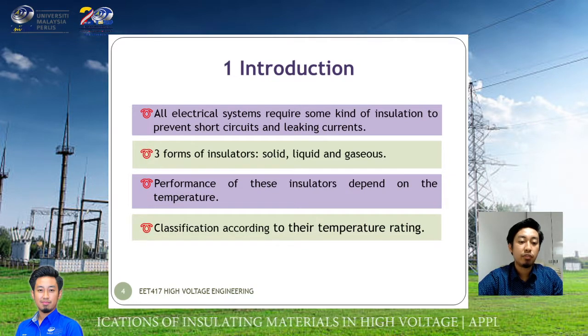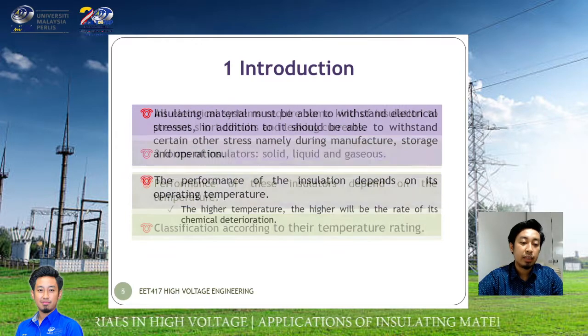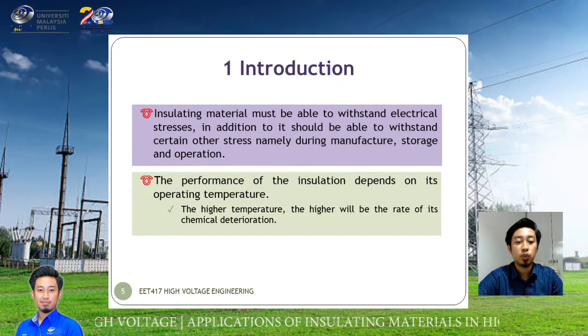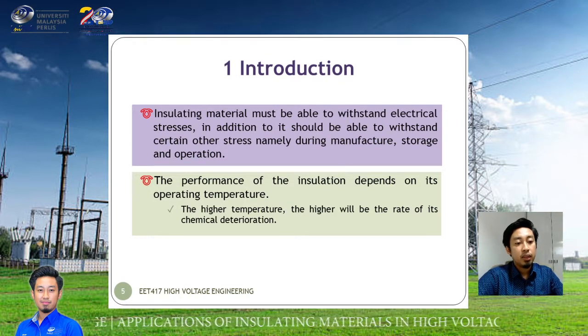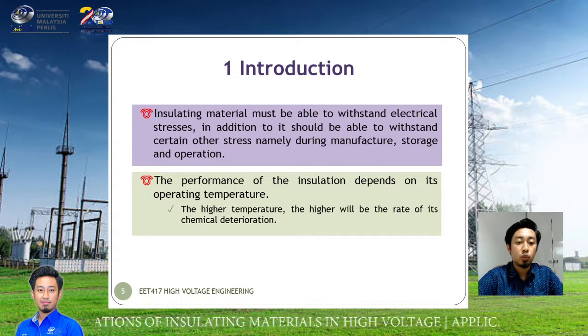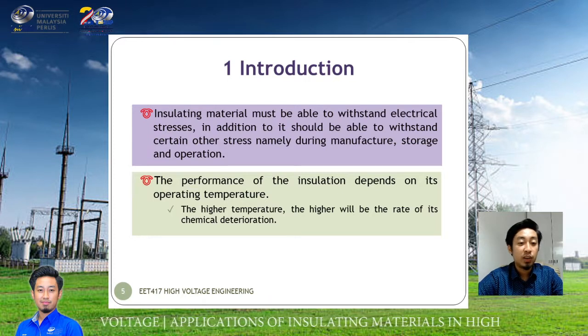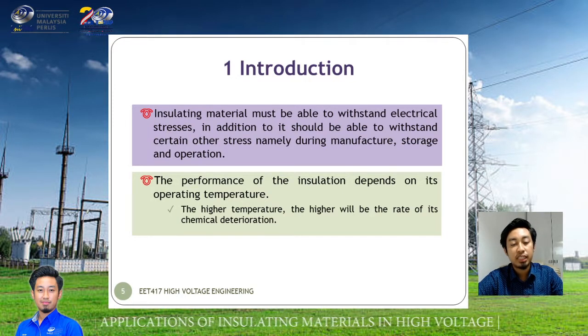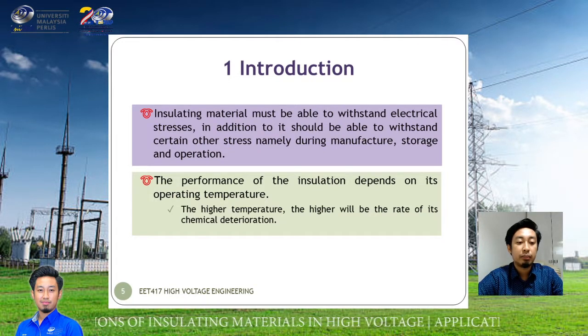The performance of the insulator depends on the temperature, so the performance depends on how it withstands the application we use. The classification is also according to their temperature rating. The insulating material must be able to withstand the electrical stress, and in addition should be able to withstand certain other stress, namely during manufacture, storage, and operation. The performance of the insulation depends on the operating temperature. The higher the temperature, the higher the rate of chemical deterioration.